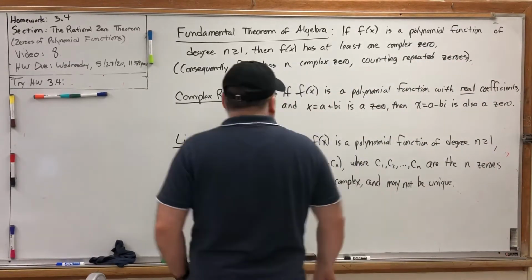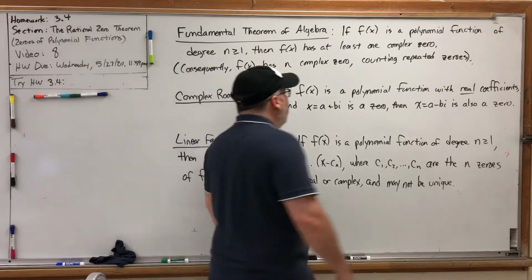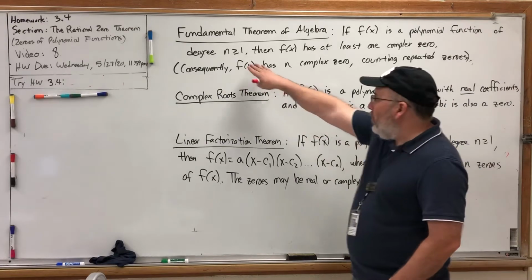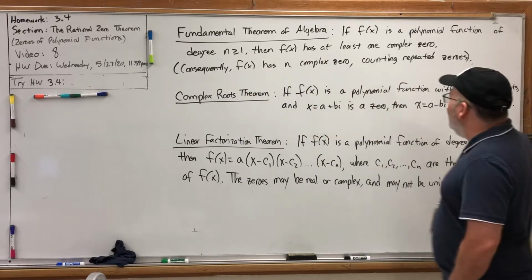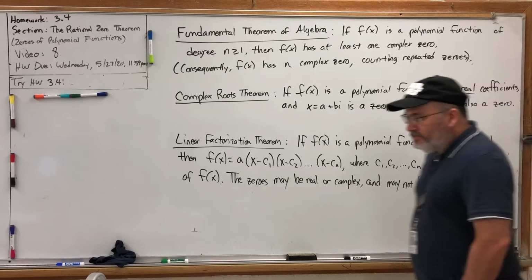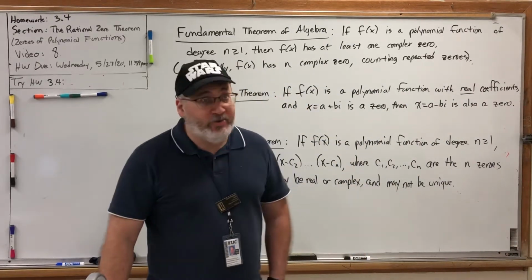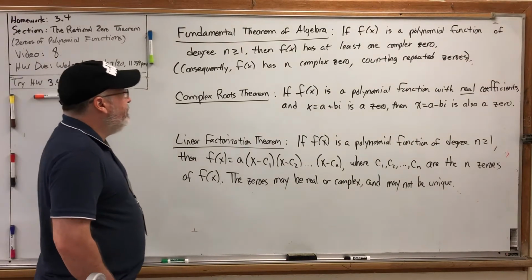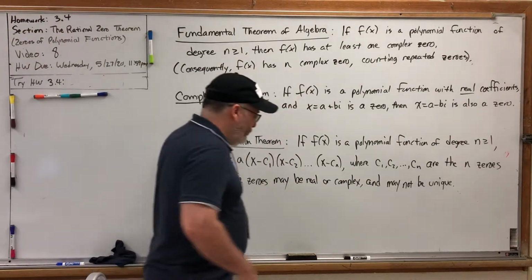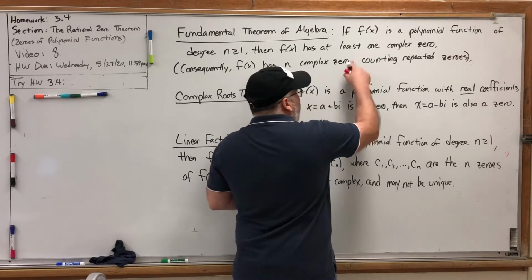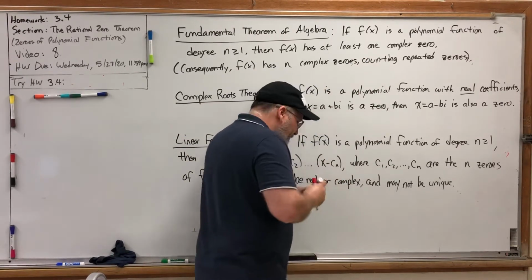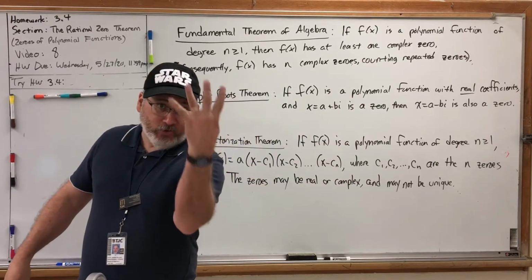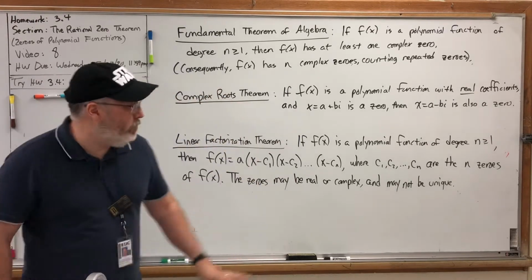But the fundamental theorem of algebra basically says this. If f of x is a polynomial function of degree n greater than or equal to 1, then f of x has at least one complex zero. So there's at least one complex number that will make it equal to 0. Now, as a consequence of that, and I'm not going to prove it, the function has n complex zeros if you count repeats. If you saw the previous video, -1 was a 0 twice, and then there were 2 complex zeros for a total of 4, and it was a 4th degree polynomial.